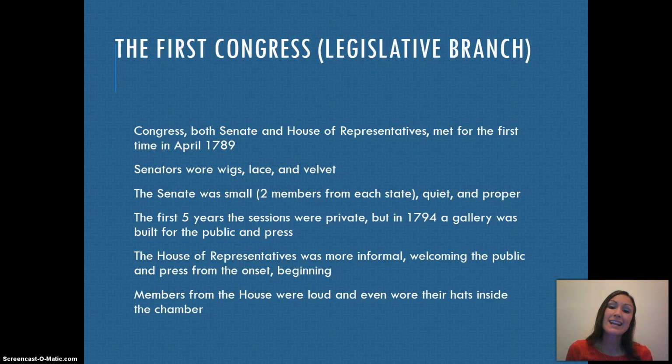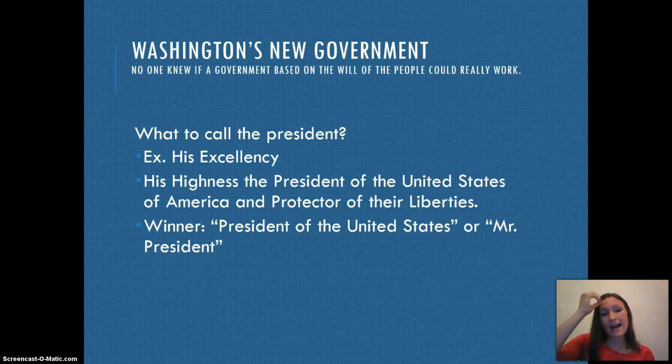The House of Representatives, on the other hand, was more informal, welcoming the public and the press from the onset, the beginning, and members from the House were loud and even wore hats inside the chamber. Now, no one knew if a government based on the will of the people could actually work.